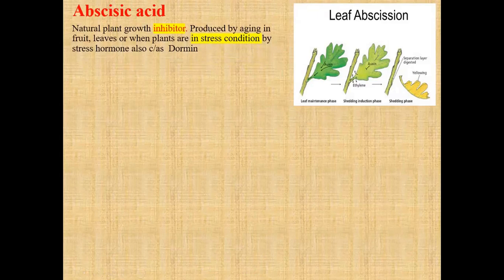For that reason, the name given is abscisic acid. This is a natural plant growth inhibitor, found in the detached fruits and leaves. When the plants are under stress, when the environmental conditions are not favorable for the growth of the plant, abscisic acid is the chief hormone in the plant body. They are known as the stress hormone, and also as dormin.